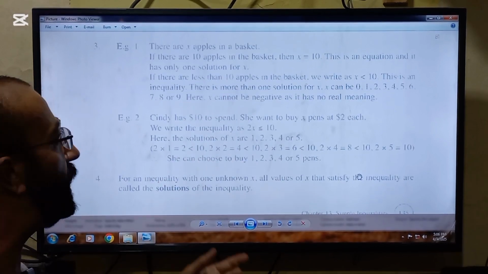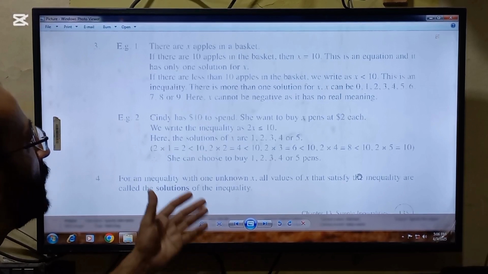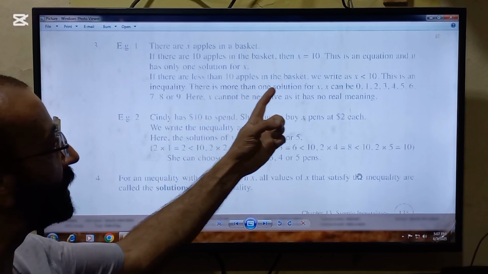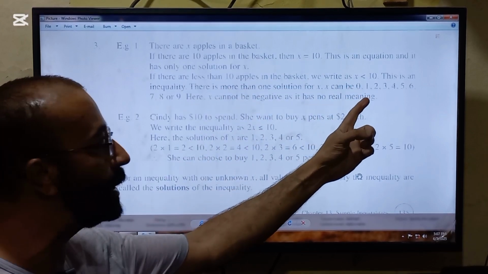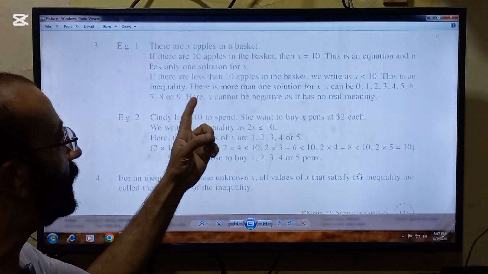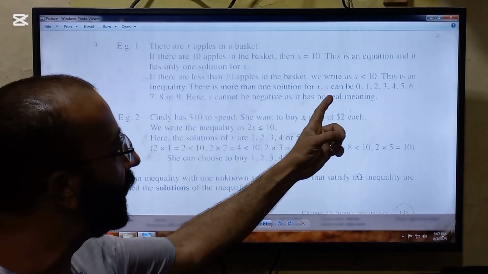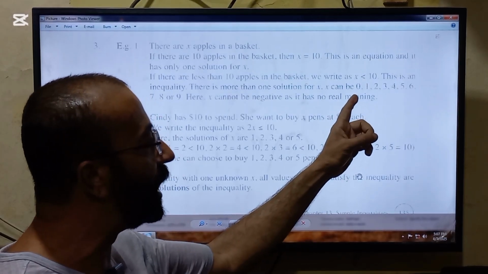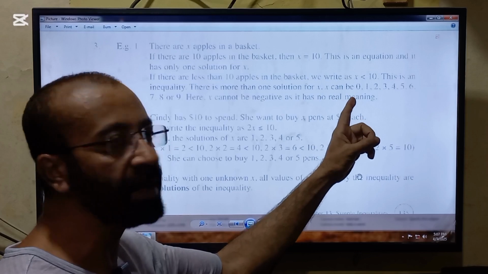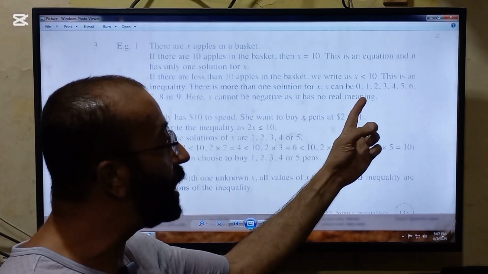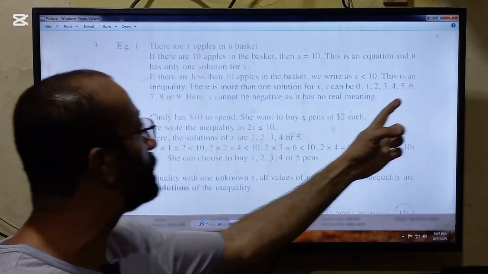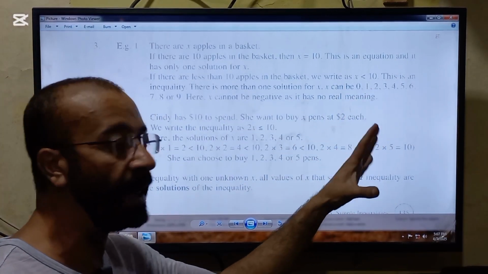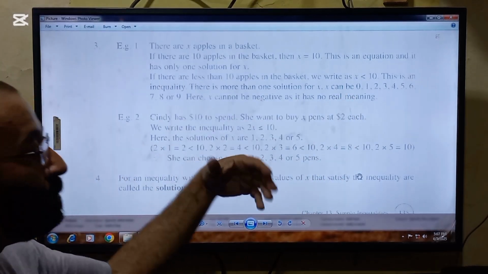But when we discuss the inequalities, there come the signs. If there are less than 10 apples in the basket, we write X is lesser than 10. This is an inequality. There is more than one solution for X, because X is lesser than 10. So definitely the answers may be 0, 1, because there may be 0 apples. There may be 1 apple, there may be 2, 3, 4, 5, 6, 7, 8, and 9, because lesser than 10 is the answer. So from 0 to 9 may be the answer.